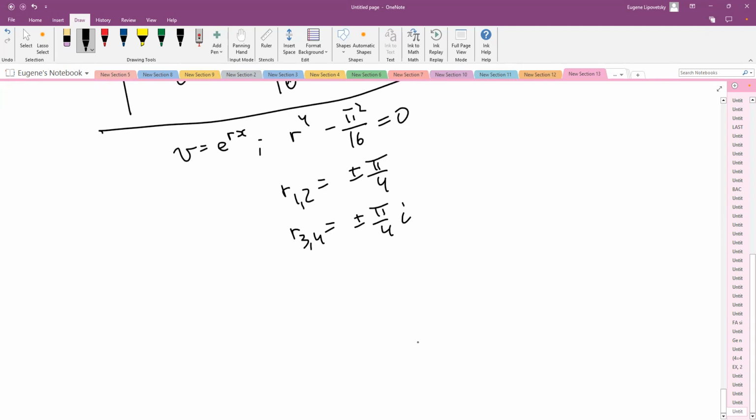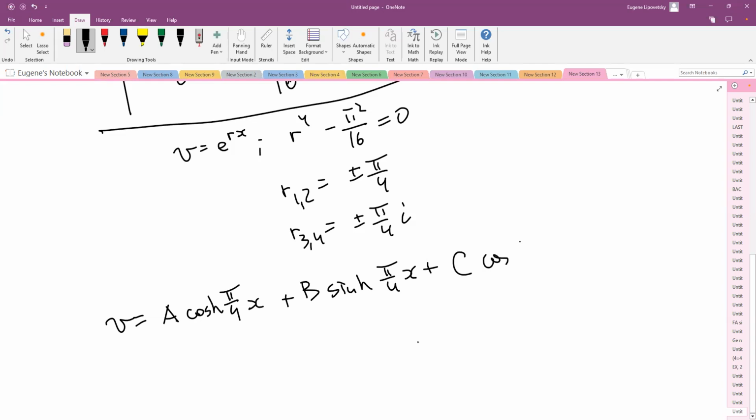Therefore, we have the following. We have that v equals, instead of e to the power of this, we'll use the hyperbolic function. It's going to be a cosh of pi over 4x plus b sinh of pi over 4x plus c cos of pi over 4x plus d sine of pi over 4x. All right, that's the v.